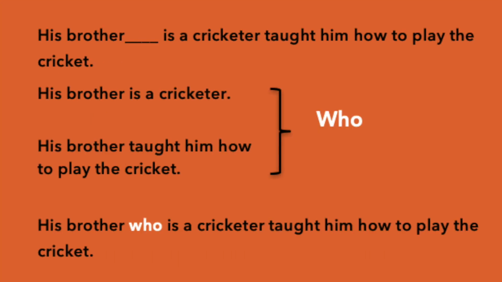Okay? The second sentence: his brother dash a cricketer taught him how to play cricket. What are the two sentences here? The first sentence is his brother is a cricketer. The second sentence is his brother taught him how to play cricket. So in this gap, what do you use? He is a cricketer or him is a cricketer. He is a cricketer is correct. So once again, who. His brother, who is a cricketer, taught him to play cricket.